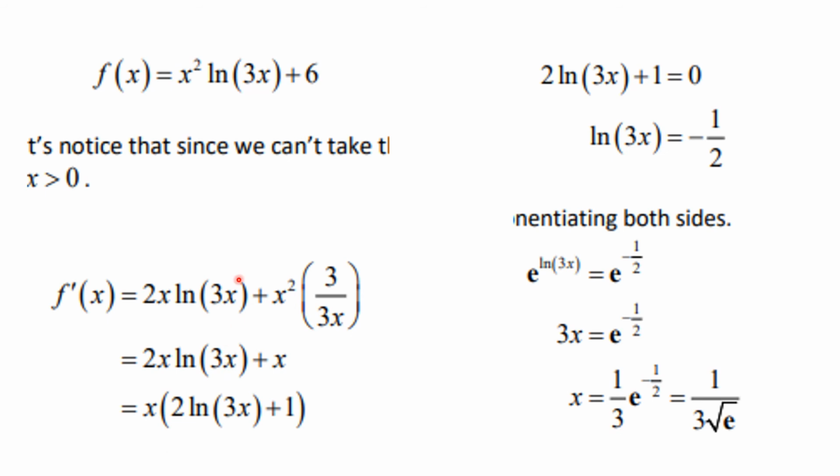Well, x can't be 0 because 0 is not in the domain of the natural logarithm. So what we're going to do is we're going to discard that root, but we're going to set this equal to 0. And then we're going to subtract 1 from both sides and divide by the 2. And then this is the natural logarithm of 3x is this, so we can exponentiate both sides. And we conclude that 3x is equal to e to the negative 1/2. And so x is equal to 1/3 e to the negative 1/2, and that's 1 over 3 square root of e. And so that is the critical point for this function.